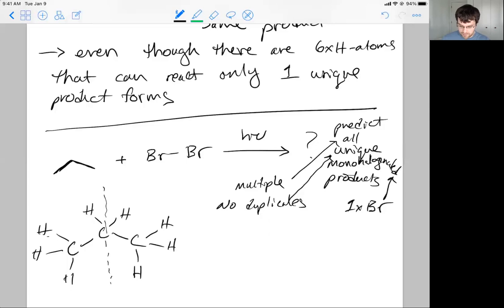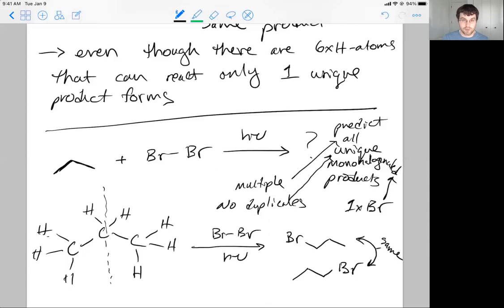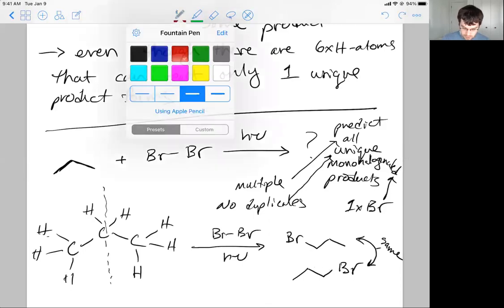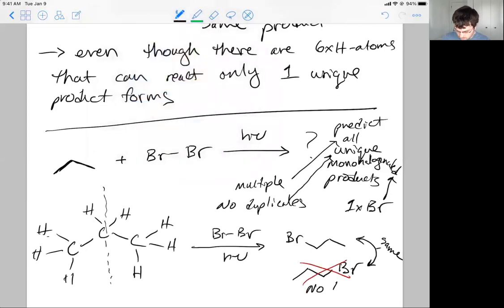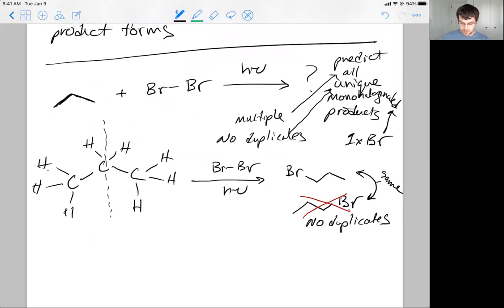So that is to say, if you replace them with a bromine atom in the presence of light, you could form this product where I replaced one of the left-handed hydrogens with a bromine, or this carbon. They are the same molecule. You could just rotate one around to get to the other. So we need to cross this one out. We don't want any duplicates. So the first structure works, but the second structure is a duplicate structure.